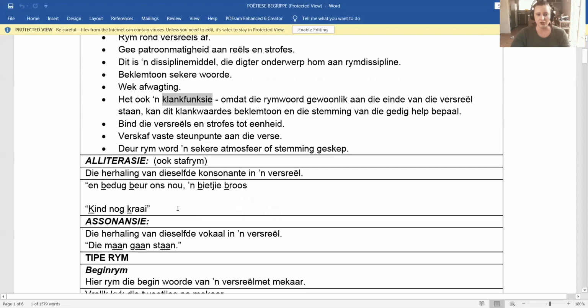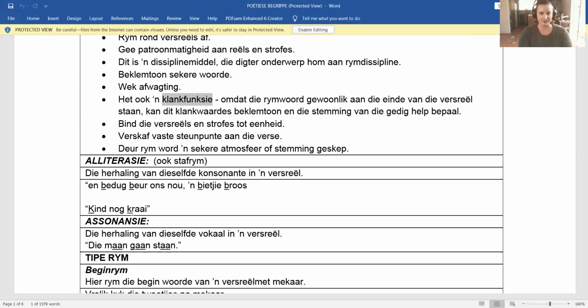If we look at alliteration, this is the repetition of the same consonants in a line. So for example, in a line, hey? Not in two lines, in one line. So, en berig beer ons nou 'n bietjie broos. That b is alliteration. Kind nog kraai. That k is alliteration, and that actually serves the function of either making a hard sound or a soft sound, okay? It gives effect to the poem, okay?